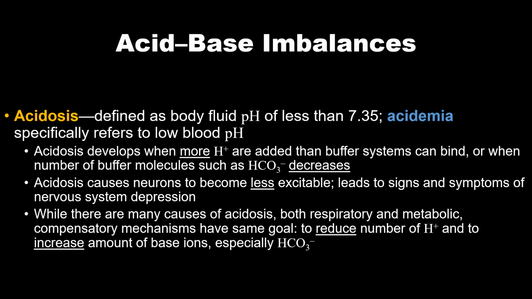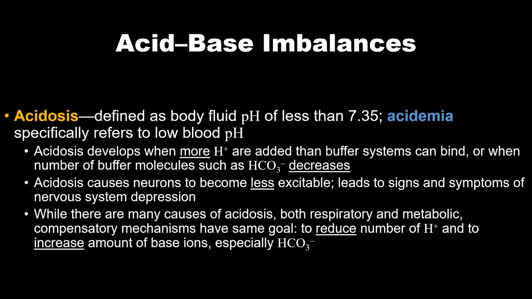And this pH is generally going to be in the alkaline range. It's rare to see a pH less than 7.0, but it is more acidic than the normal range. So acidosis develops when there's more hydrogen than is necessary, or when there's more hydrogen than can be bound, or when there's not enough bicarbonate. And so this causes neurons to become less excitable, leading to signs and symptoms of nervous system depression, like slurred speech, drowsiness, unresponsiveness. And if it's left untreated, acidosis can lead to coma or even death.